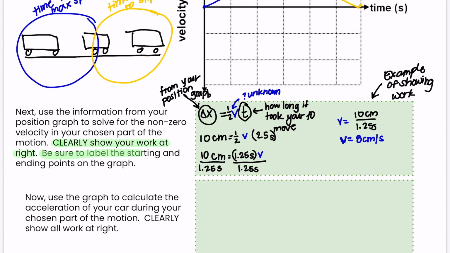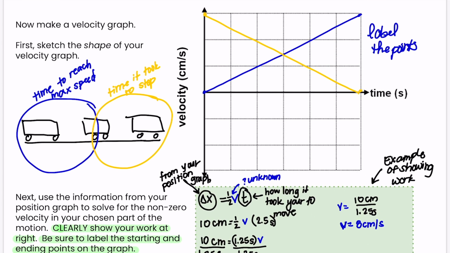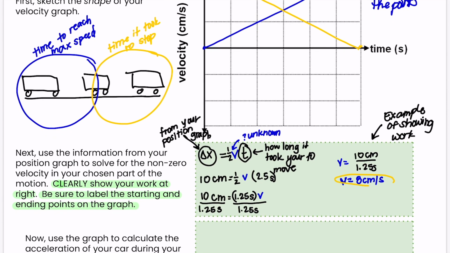Be sure to label the starting and ending points on the graph. So we're going to go back here. And so maybe it was here that I calculated for 8 centimeters per second, or maybe it was here that I calculated for 8 centimeters per second. Okay, so this is your non-zero velocity number that you just calculated here.